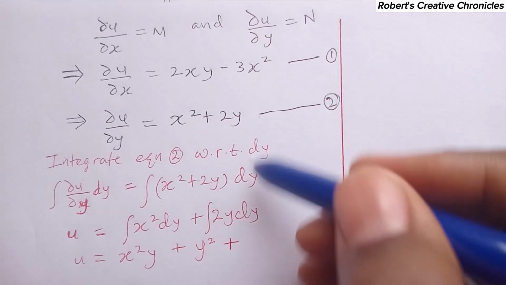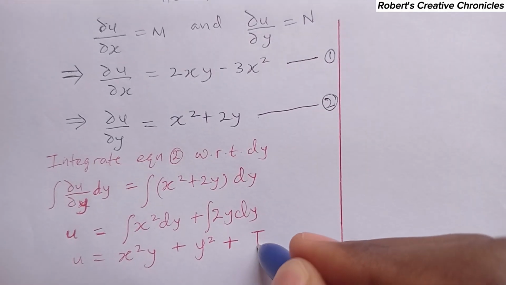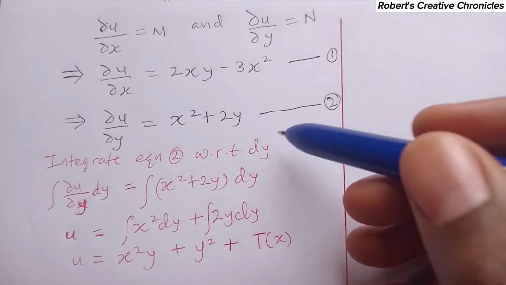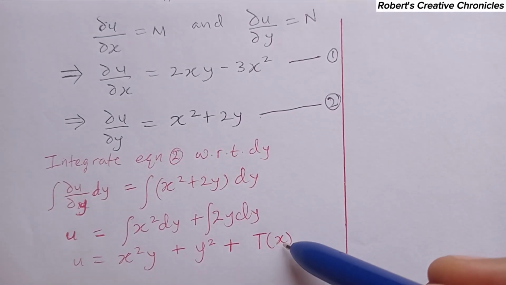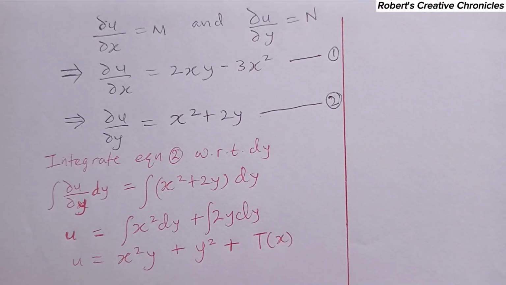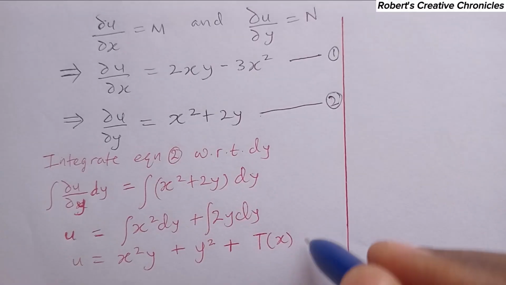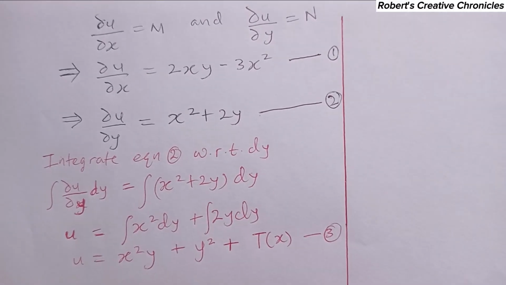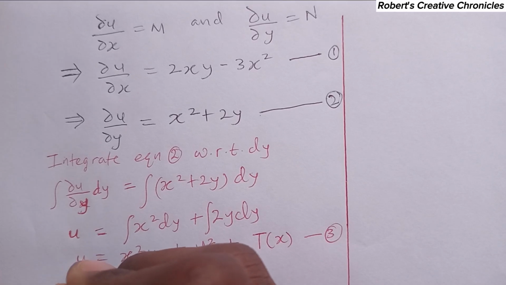Since we are integrating with respect to y now, the constant we're going to use is t of x. If we were integrating with respect to x, we would use t of y here. But since we are integrating with respect to y, we use t of x here. So now this becomes our equation 3. This is the value for u.